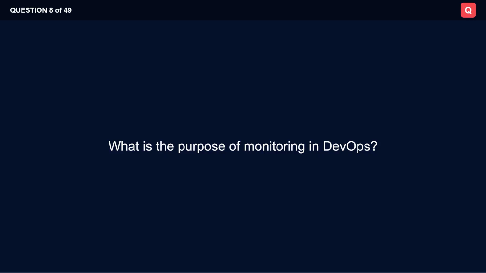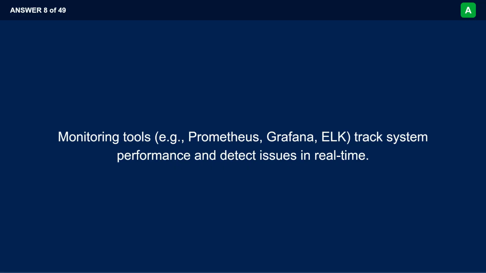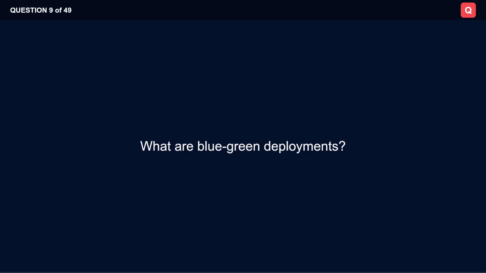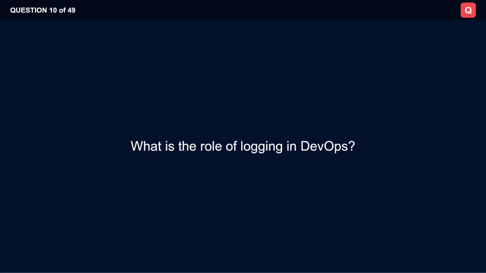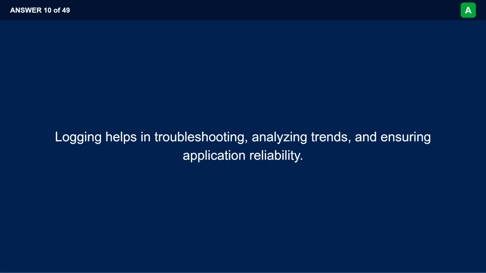What is the purpose of monitoring in DevOps? Monitoring tools, e.g., Prometheus, Grafana, ELK, track system performance and detect issues in real time. What are blue-green deployments? A deployment strategy where two environments, blue and green, run simultaneously, allowing easy rollback in case of failure. What is the role of logging in DevOps? Logging helps in troubleshooting, analyzing trends, and ensuring application reliability.